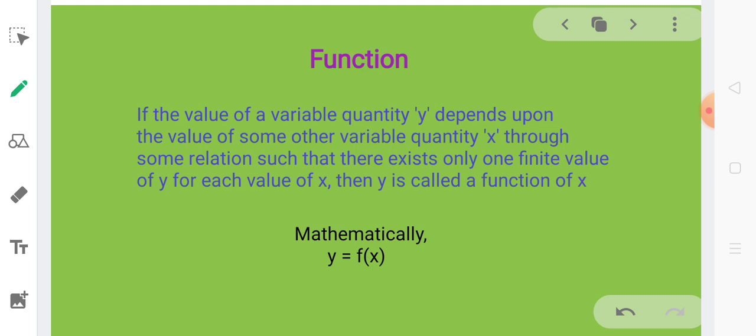So obviously in this case x is what type of a variable? It is the independent variable. And what type of variable is y? Y is the dependent variable because it is dependent on the value of x. As x changes, so does y.